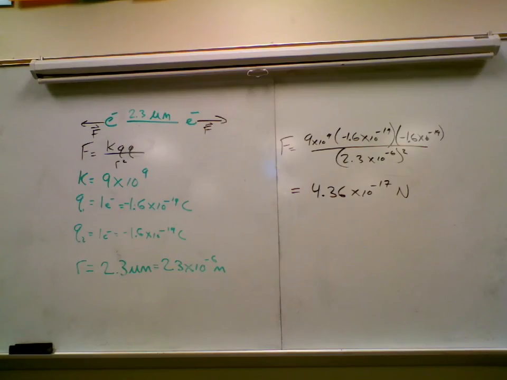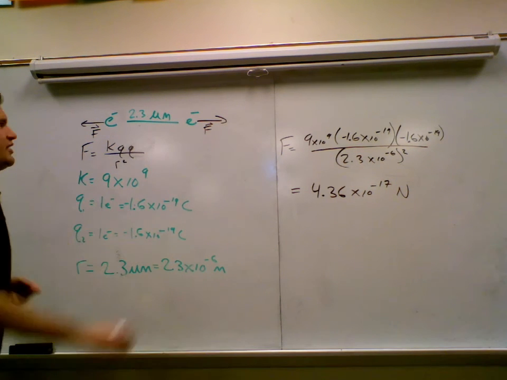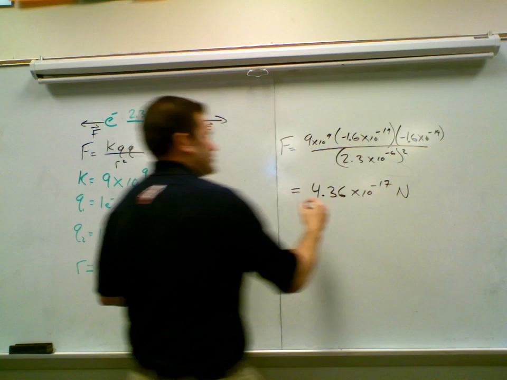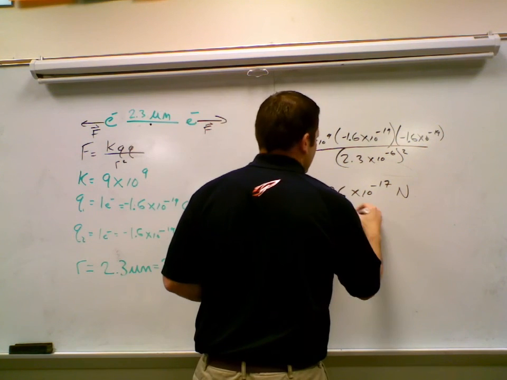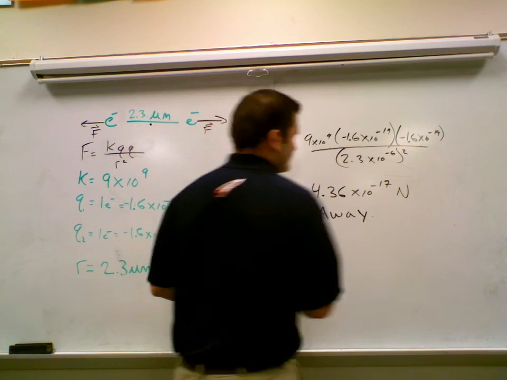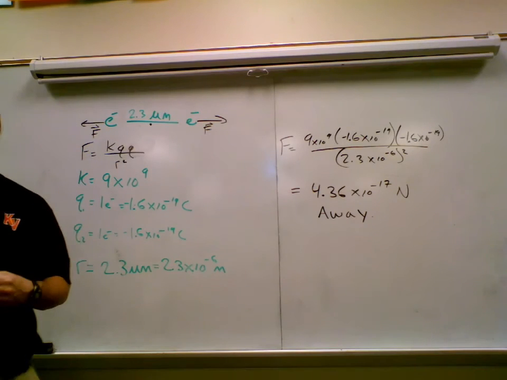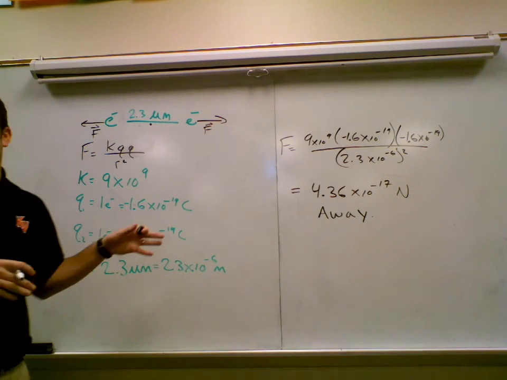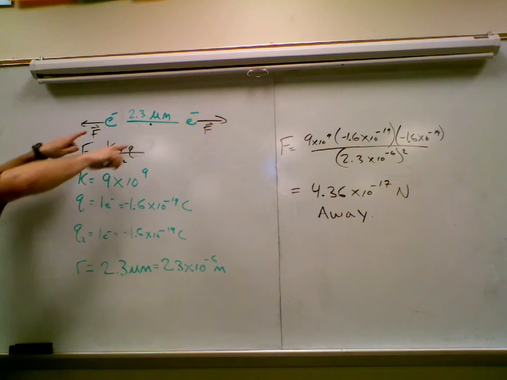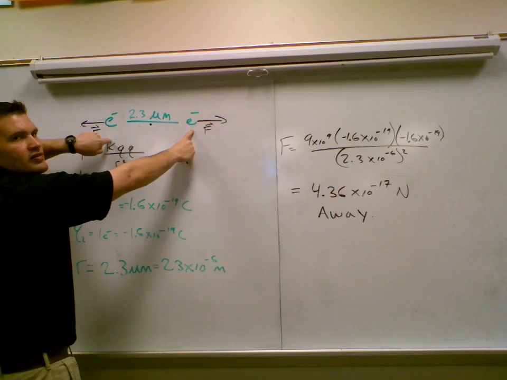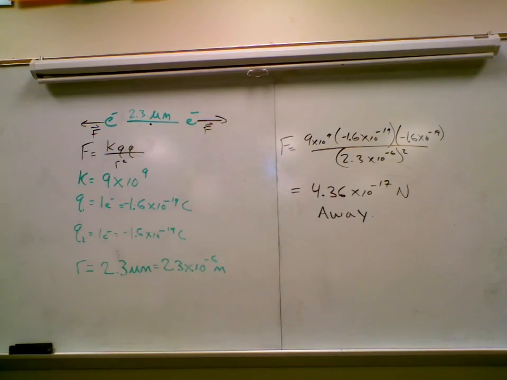Now, which way is that force? Towards each other or away from each other? Away. It's positive, which means the forces are away from the center. So 4.36 times 10 to the negative 17 away. If it's negative, that means they are together. Positive doesn't always mean left or right, because in this case, positive for both means left for this one and right for that one. So it's away. Any questions?